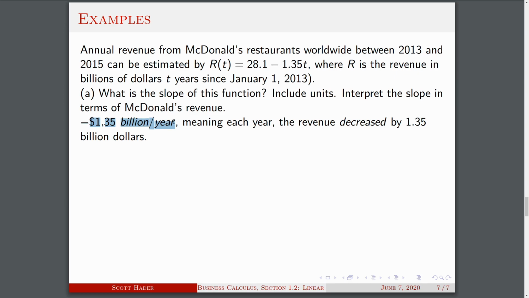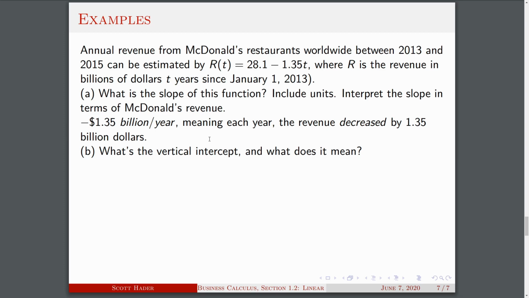So get good at writing the units for each number. So negative $1.35 billion a year. This means that each year the revenue decreased because it changed by a negative amount. It decreased by $1.35 billion. We wouldn't say that it decreased by a negative 1.35 billion because after we say decreased, we've already taken into account that negative sign. Okay, so that's the slope of the function, and that's what it means.